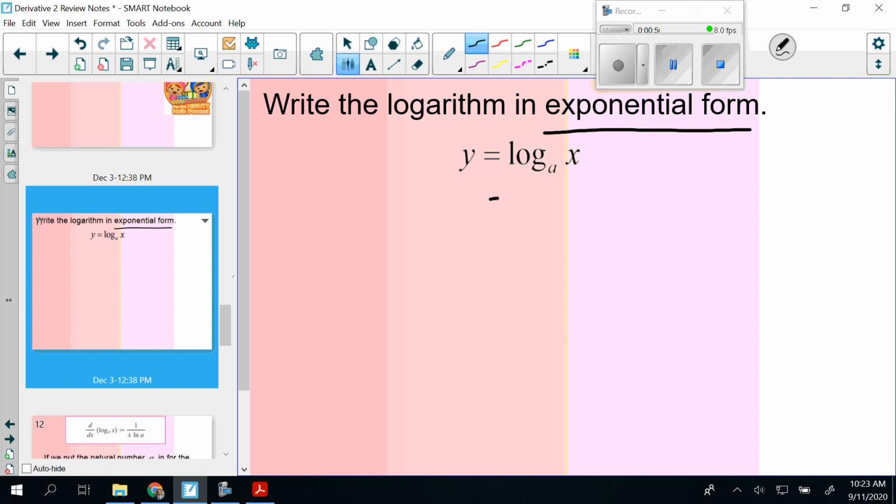So in exponential form, x, the thing we're taking the log of, would equal the base of that log to the power of y. That's equivalent to the expression above. That we do know how to take the derivative of. So let's use implicit differentiation and find that derivative.